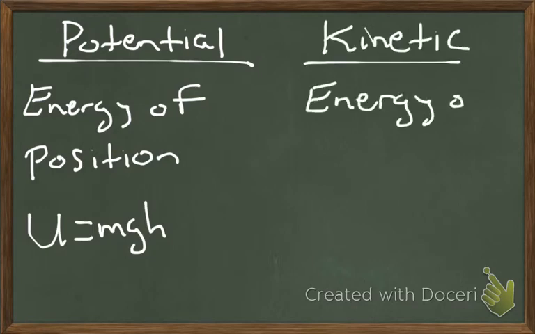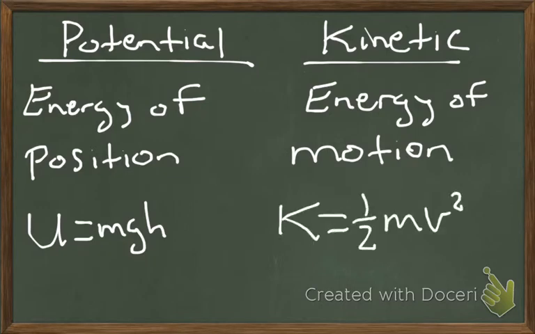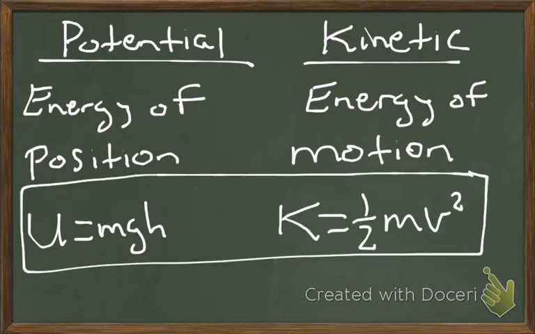Kinetic energy is the energy of motion. If something is moving faster, or if it's moving and it has a lot of mass, then it's got a lot of kinetic energy. So here are two equations: mgh, and 1/2 mv squared.